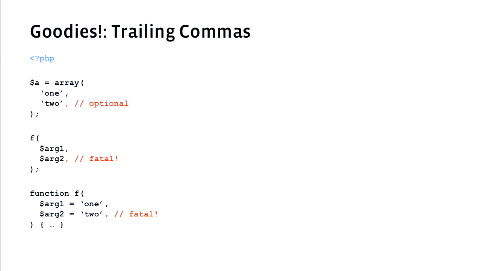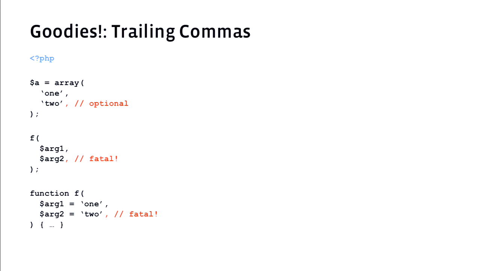PHP has this rather odd inconsistency, where when you're declaring an array, you can simply add a comma at the end of the last line, and it's all well and good, completely optional. Your code keeps running. If you try that with a function call, it fails on you immediately, and there's no real way to recover from that. Similarly, if you have a declaration of the function, same fatal. So we thought that didn't really quite make all that much sense.